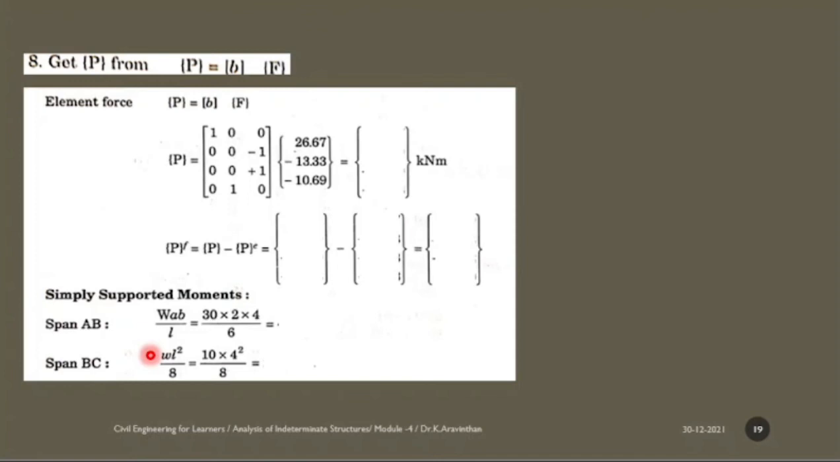Generate the P matrix. How to find that? The P matrix is beta into F. So what is beta? The B matrix, you know the components, and you have found F. So what is the F matrix? It consists of F naught and F star. The F star value is 26.67 and 13.33. What is the F naught value? Currently you have found the value, that is minus 10.69. Now you have to multiply these two components. You will be getting this answer.